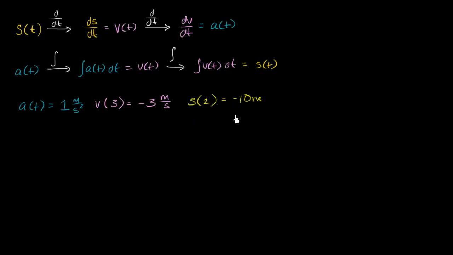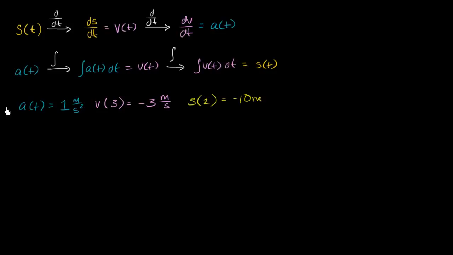So if we're thinking in one dimension, if this is moving along the number line, it's 10 to the left of the origin. So given this information right over here and everything that I wrote up here, can we figure out the actual expressions for velocity as a function of time? So not just velocity at time 3, but velocity generally as a function of time, and position as a function of time. And I encourage you to pause this video right now and try to figure it out on your own.